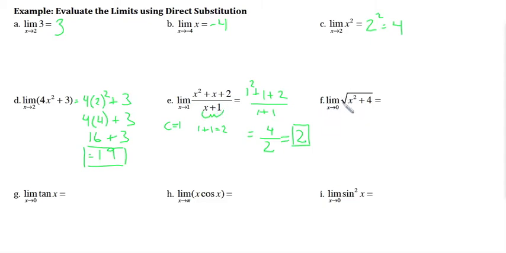Letter F, here we have a radical. Okay, so we again have to check and make sure that 0 is going to be in the domain of this function. So the only thing that matters here is, is 0 going to make the inside negative? Well, 0 squared is 0, plus 4, that's positive. So 0 is in our domain again. So we can use direct substitution. So this is just going to equal the square root of 0 squared plus 4, which is the square root of 4, which is 2.